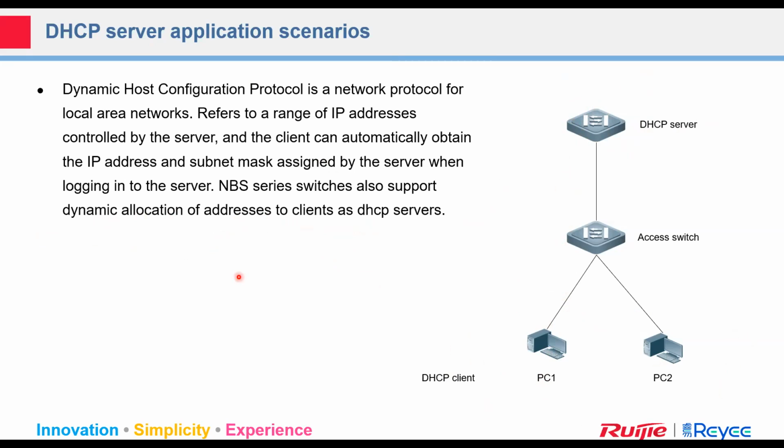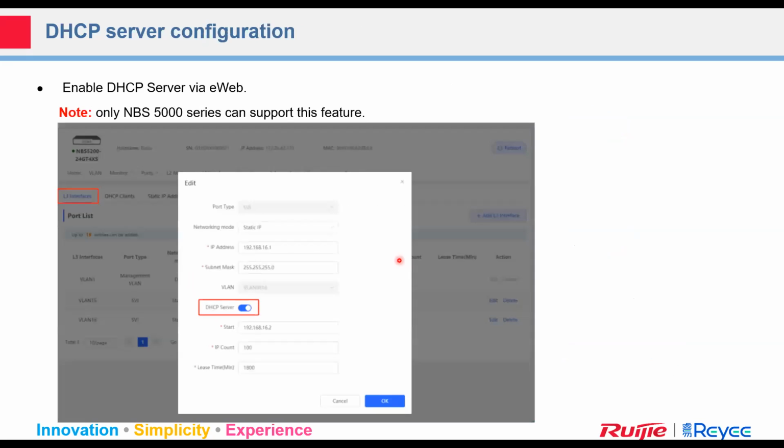So how do we configure DHCP? You can configure this via the eWeb. Note that only the NBS 5000 series can support this feature. So what we can do is go to L3 interface, go to DHCP on the port type, enable this DHCP and click OK. So you can configure the DHCP server from the NBS 5000 series.